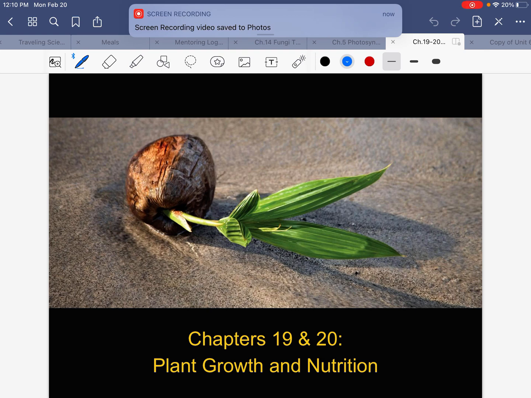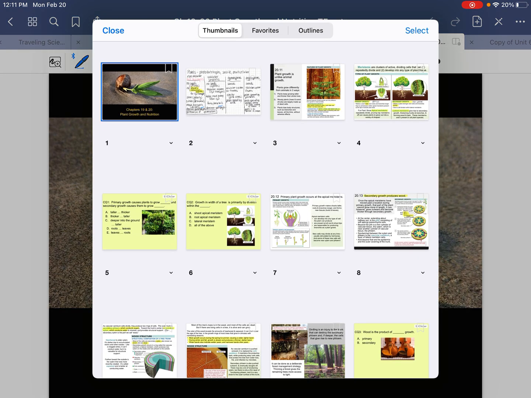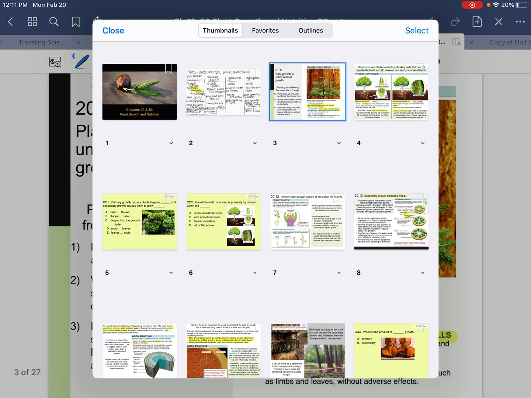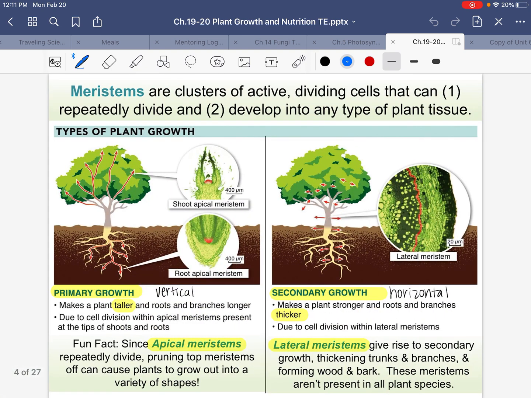Last video here is about plant growth and nutrition. And on this one, we just have a few things that we need to look at. First, we're going to start here and talk about how plants have to grow taller and wider, and you should know the difference between them.